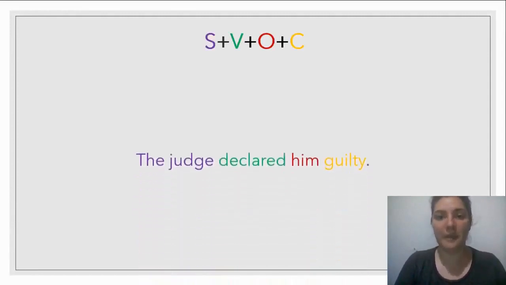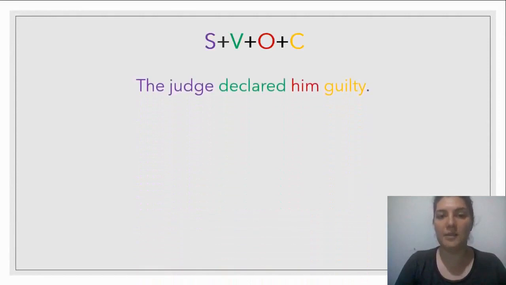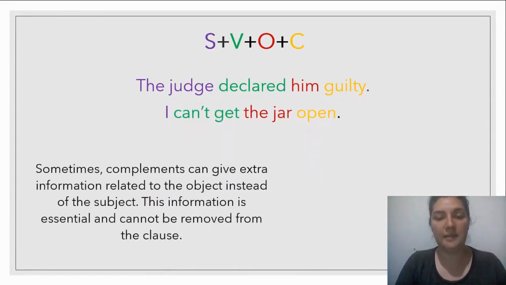To continue, in the following pattern, we'll see the following elements: subject, verb, object, complement. We have some examples here. The judge declared him guilty, and I can't get the jar open. In these cases, the complements are giving us information related to the object of the clause instead of the subject. Note that in these cases, the complements are placed immediately after the object.